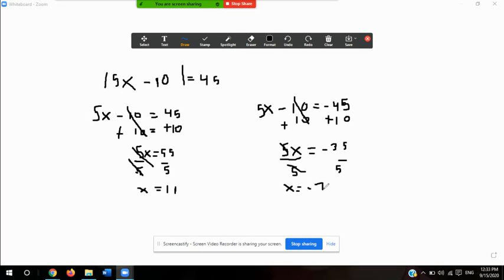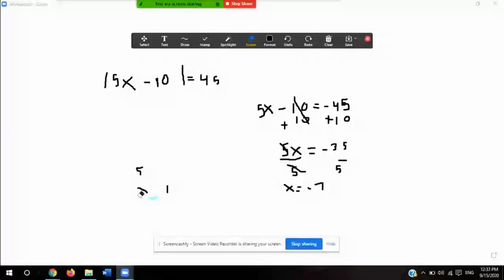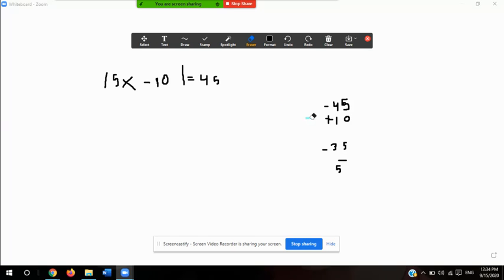Okay, so what we're going to start doing now is we're going to check our answers to see if in fact these answers are correct. So we got x is positive 11 on one side, and now we're going to try the other check with x equaling negative 7, okay? So we have our original equation, which is the absolute value of 5x minus 10 equals 45, and we're going to evaluate this equation when x equals negative 7 and when x equals positive 11.